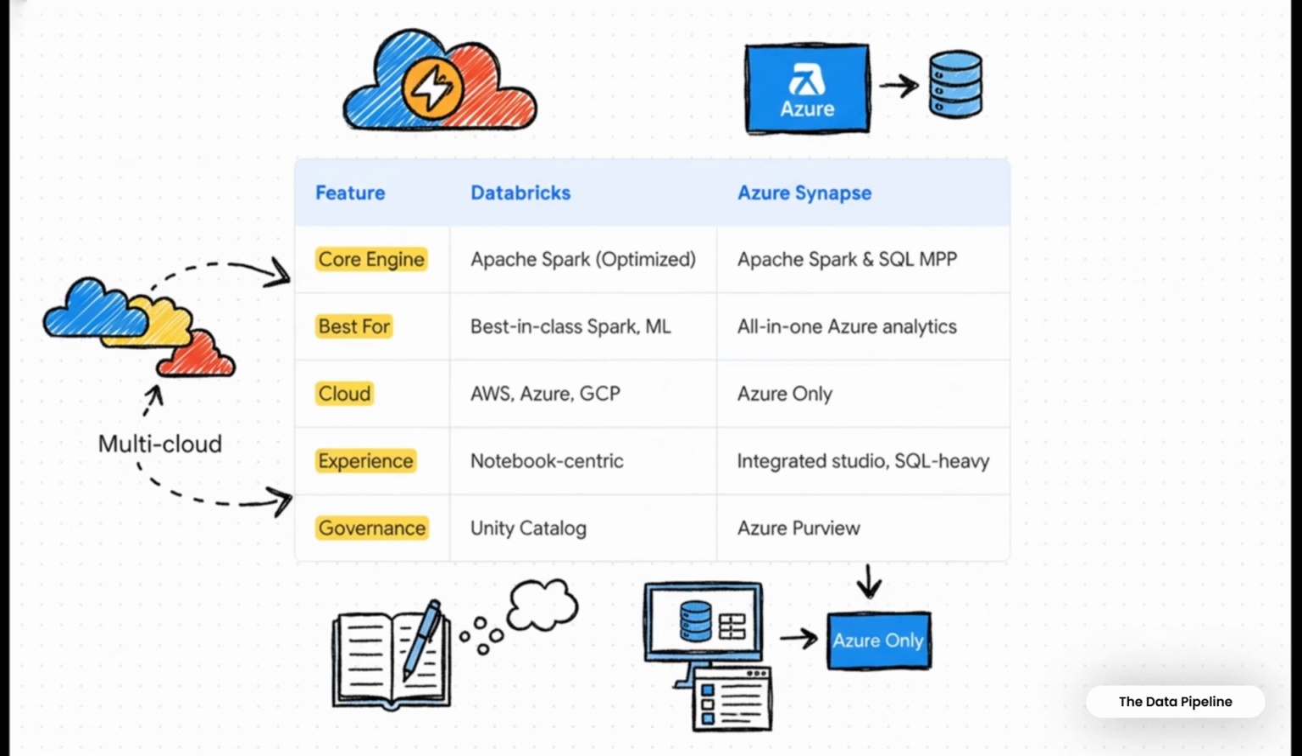Finally, the day-to-day experience and governance. Databricks is very notebook-driven, built for collaboration between engineers and data scientists, with Unity Catalog managing all the rules. Synapse feels more like a big integrated studio, a bit more like a traditional SQL tool, and is governed by the broader Azure Purview system.